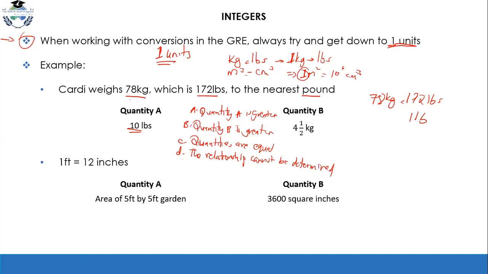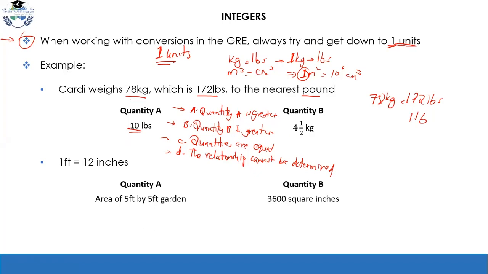So whenever you have quantity A and quantity B, the answer is always going to be: quantity A is greater, meaning this is greater than this. Quantity B is greater, meaning quantity B is greater than this. Then quantities are equal, meaning whatever you find in quantity A and quantity B is equal, and then the relationship cannot be determined. So let's try and solve this question here. You're told Cardi weighs 78 kilograms, which is 172 pounds to the nearest pound. Quantity A is 10 pounds, quantity B is 4.5 kilograms. What's the relationship between these two? Is quantity A greater? Is quantity B greater? Are these quantities equal? Or you cannot determine the relationship here.